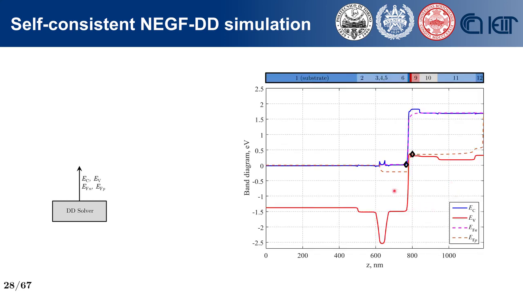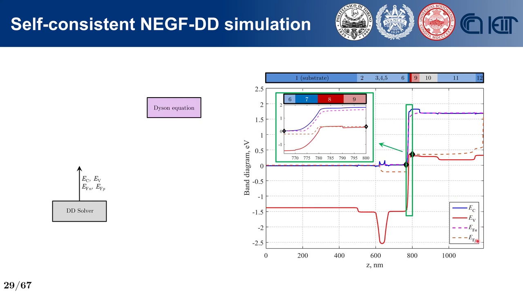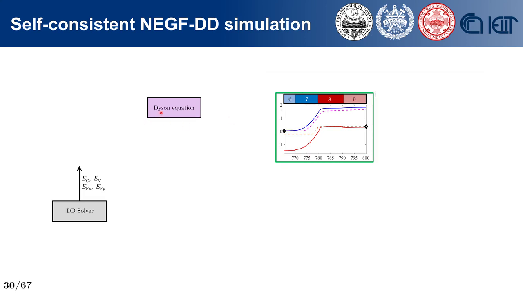However, the output of a drift diffusion, at least the one which is interesting for us, is the band diagram, so conduction and valence band and the Fermi levels. Let's focus just on the tunnel junction. Let's extract the band diagram and the Fermi levels defined from the drift diffusion ones, and we can study just this small portion of band diagram with Dyson's equation.